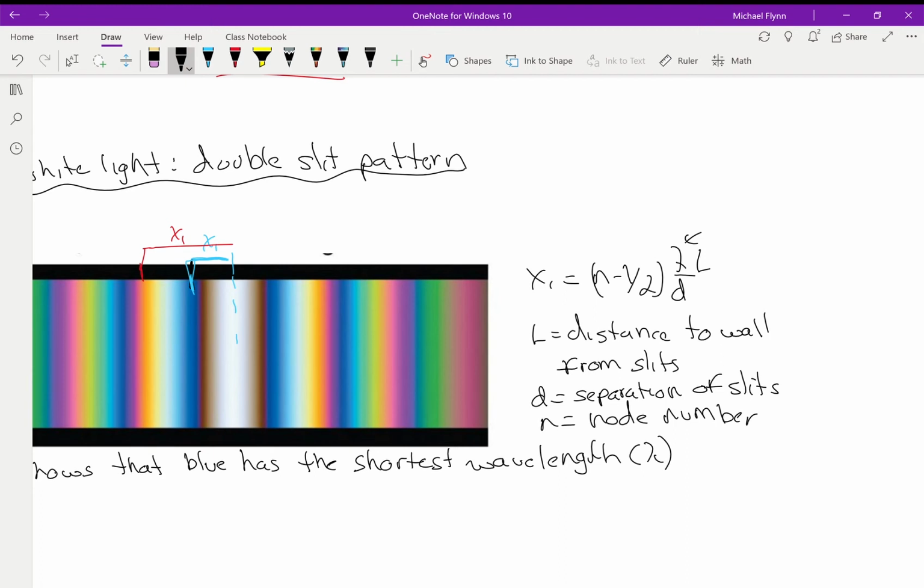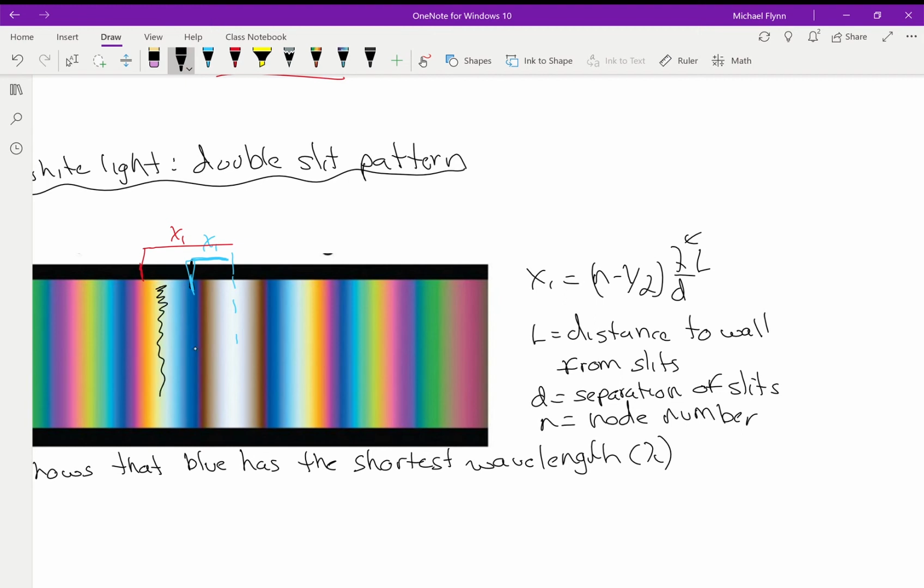And so we can see here that blue or violet has the shortest wavelength, and these bands of color are organized by wavelength. The only difference is that the green one is getting obscured. Here we have a white bar in here.